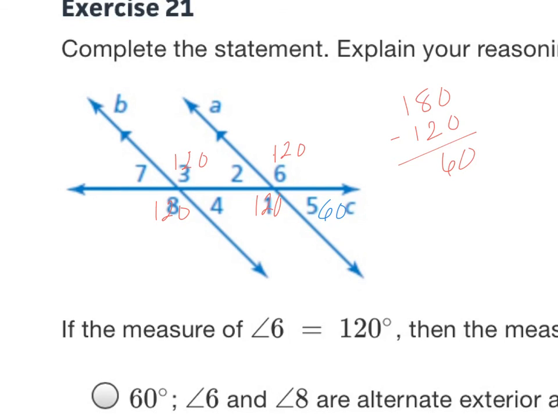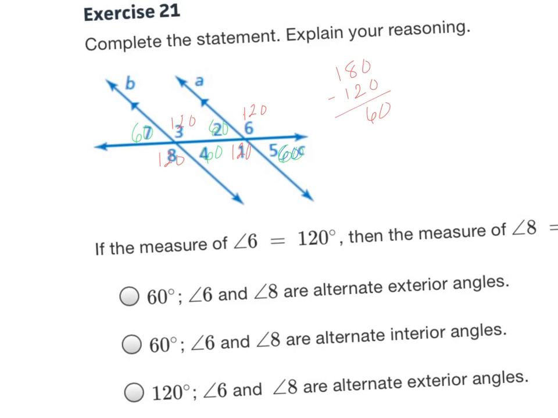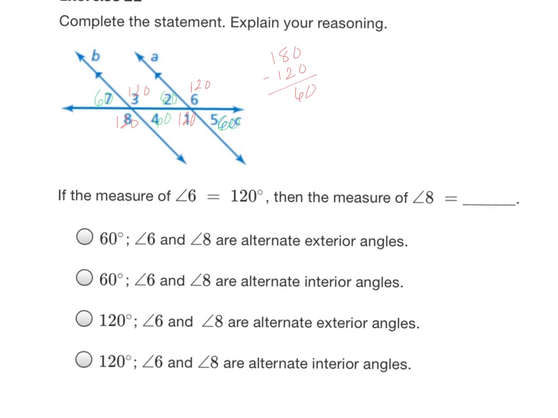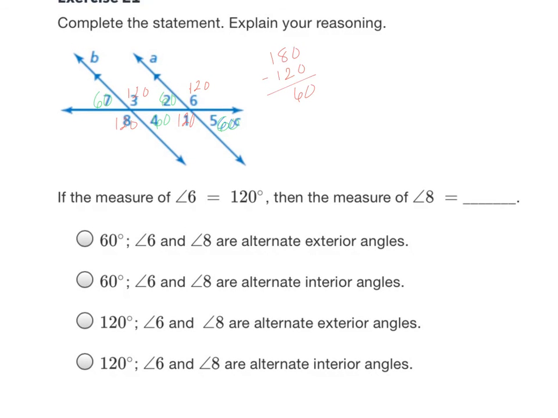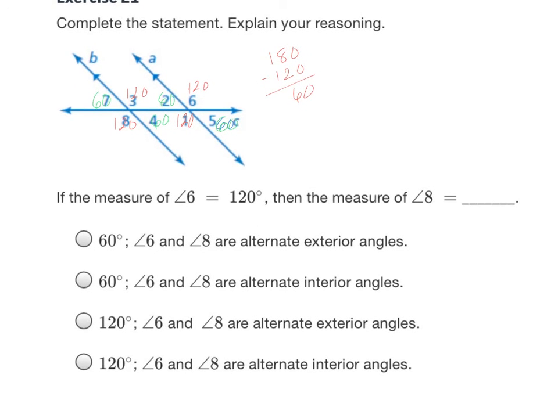Let me use a different color. 5 is 60 degrees. That means 2 is 60 degrees, and 4 is 60 degrees, and 7 is 60 degrees. Now let's answer the question. So the question is, find the measure of angle 8. Angle 8 is going to be 120 degrees. That means that it's not the first one nor the second one.